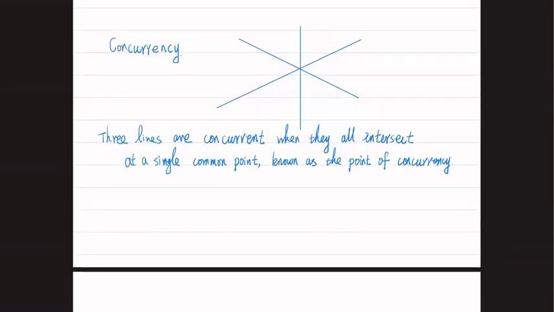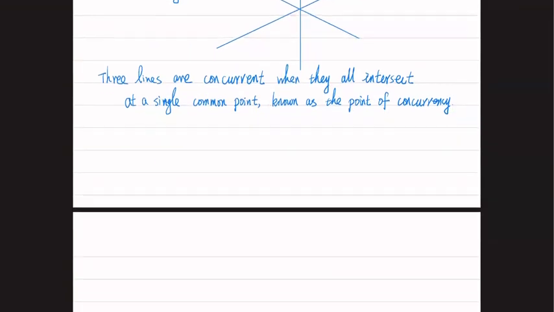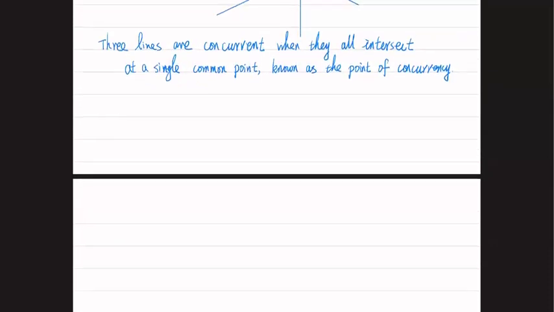Okay, a new notation. Three lines, we call them concurrent if they all intersect at a single common point. This point, we call it the point of concurrency. It's a very special situation. In general, we would expect they intersect at different points.